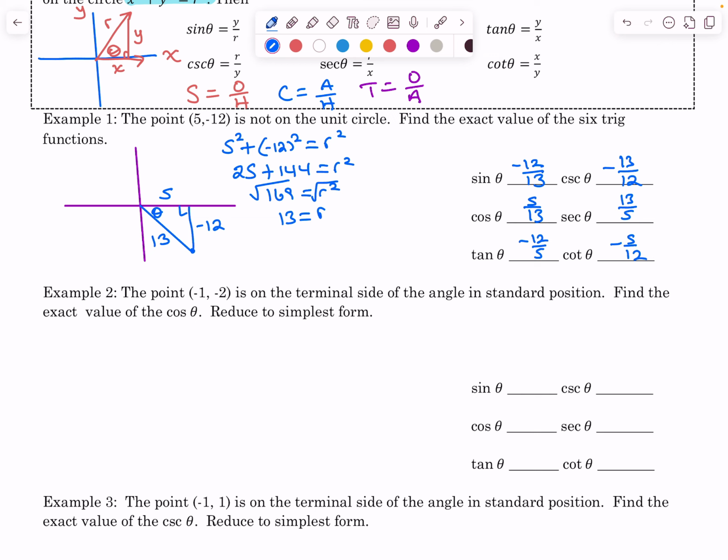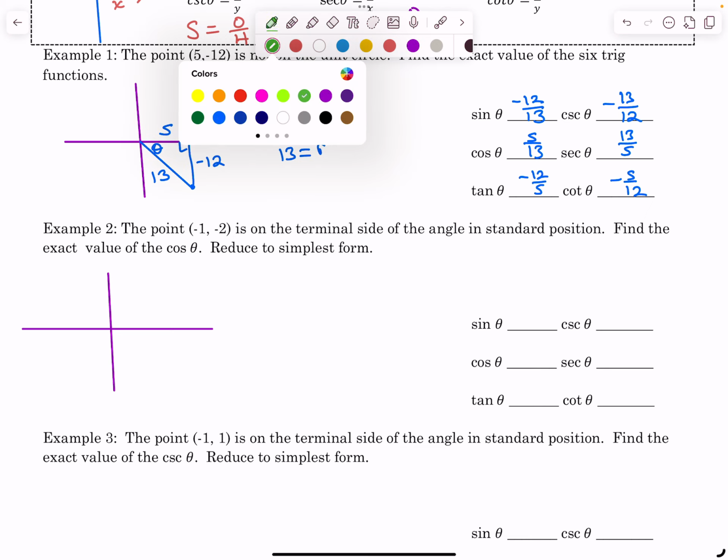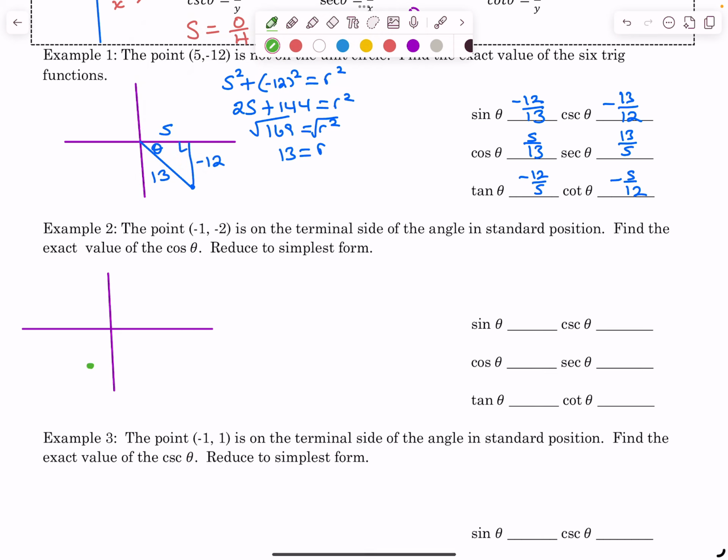All right. For example 2, if you want, you can pause the video and try to set up the problem yourself, try to set up the diagram, or if not, we can work on it together. Let's start by drawing the coordinate plane again, and this time the point is -1, -2. So think about what quadrant that would be in. Okay. -1, -2 means I need to go left 1 and down 2. So if I go left 1 and down 2, that's going to put me in quadrant 4.